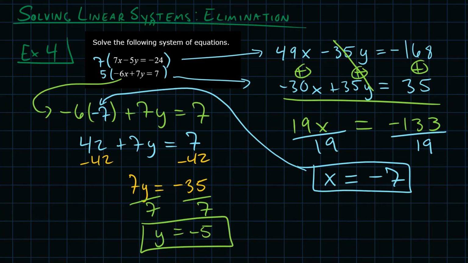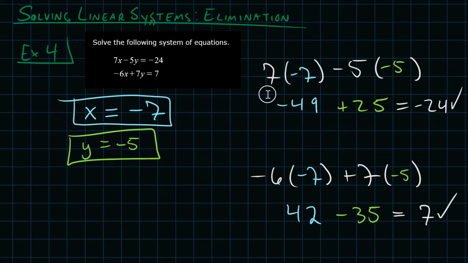Once again, substituting our two solution values, negative 7 for x and negative 5 for y, into both equations leaves us with the true statements that our equation was supposed to give us in the beginning: negative 24 for the first equation, and positive 7 for the second equation.